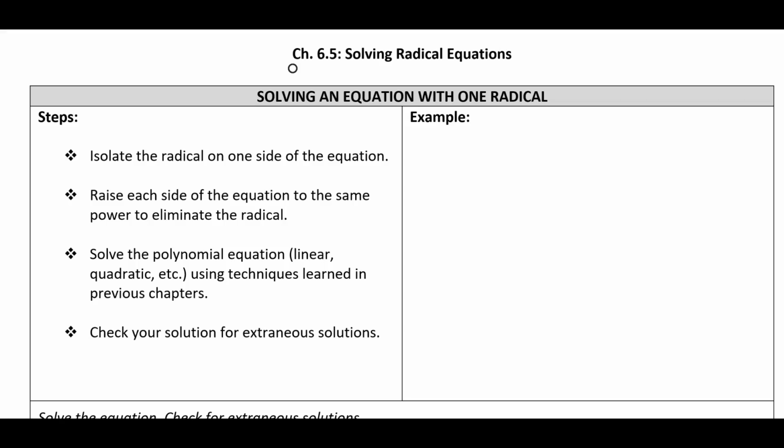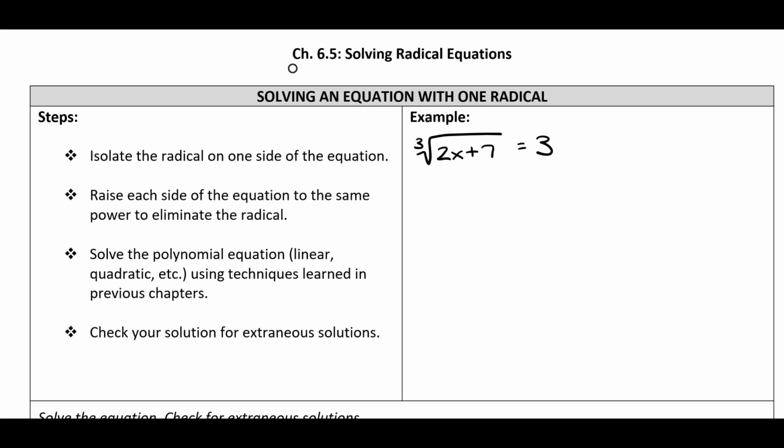This lesson is on solving radical equations. A radical equation is simply an equation that has a cubed root, a square root, a fourth root, some sort of root in its problem. For example, if we have the cubed root of 2x plus 7 equal to 3, this is considered a radical equation. It has a radical in it.